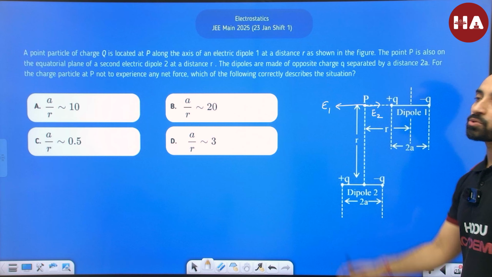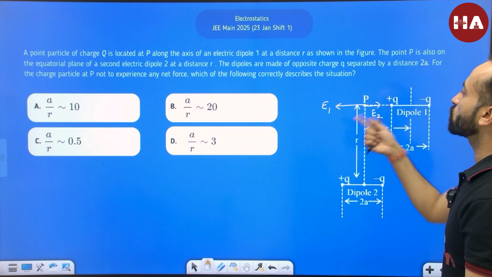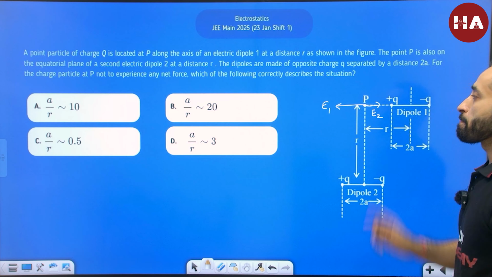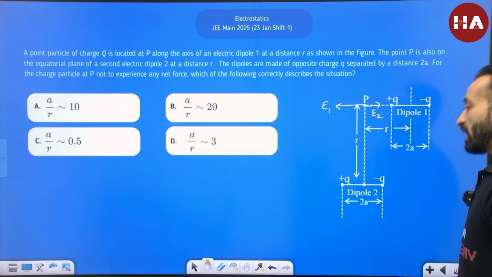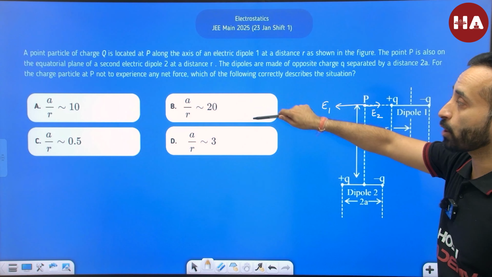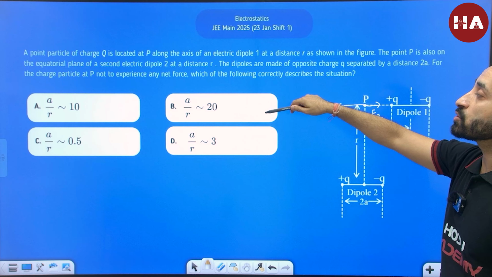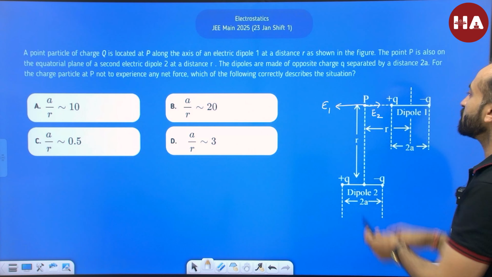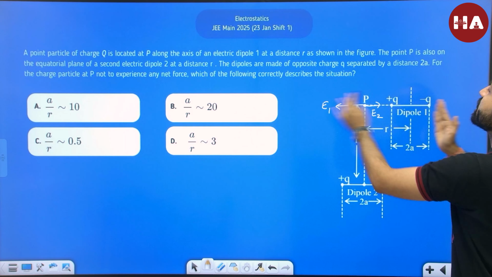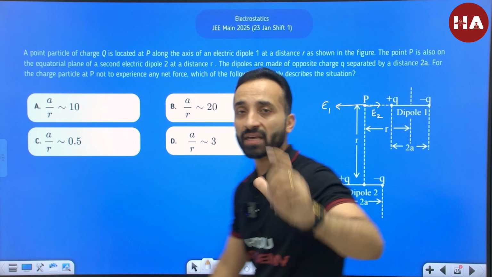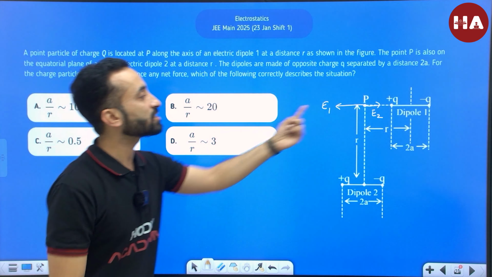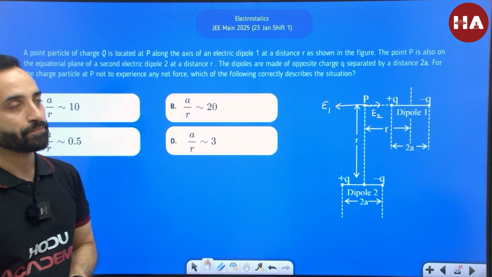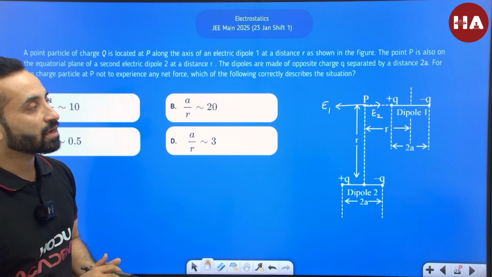So this is a neutral point, that means both the electric field should be equal and opposite. One thing, we have to calculate the ratio of a by r, and if we look at the options, a by r is given to be greater than 1. That means this dipole size is even greater than r. Then this makes this question incorrect in a way, because in that case you won't expect a neutral point, right? So that can be a controversy.